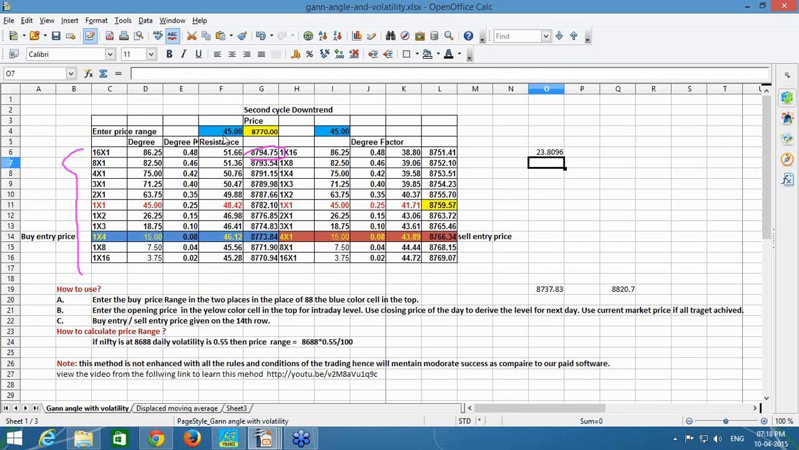23 points only you have scored. So this is considered as one cycle. One cycle is over. So what is the next cycle? In an uptrend, if it is going to cross that 8795, how much will it go next? I should take the reference from 8795.